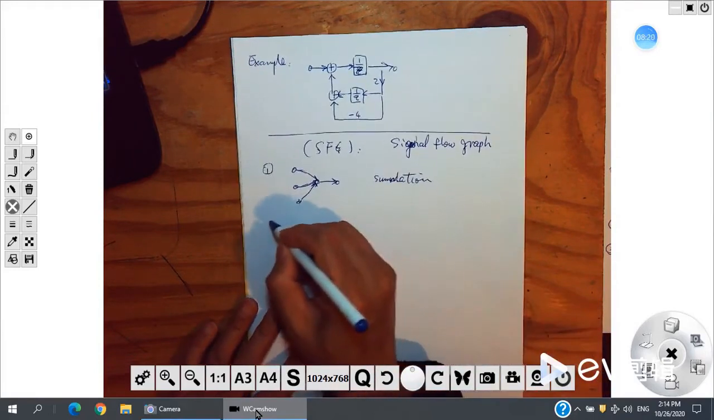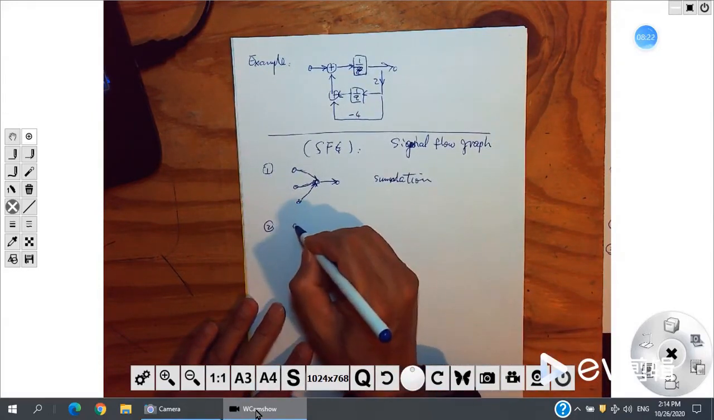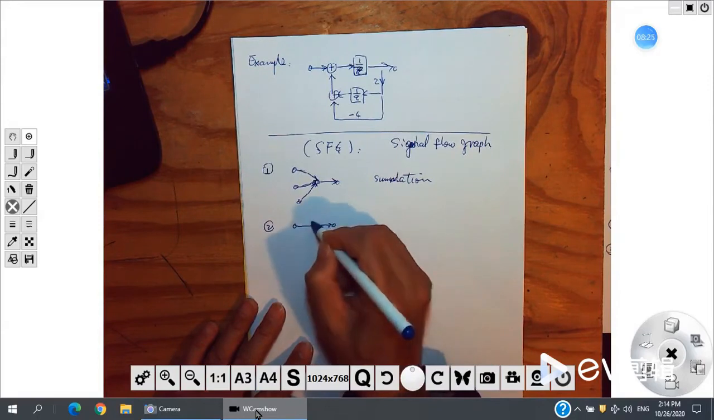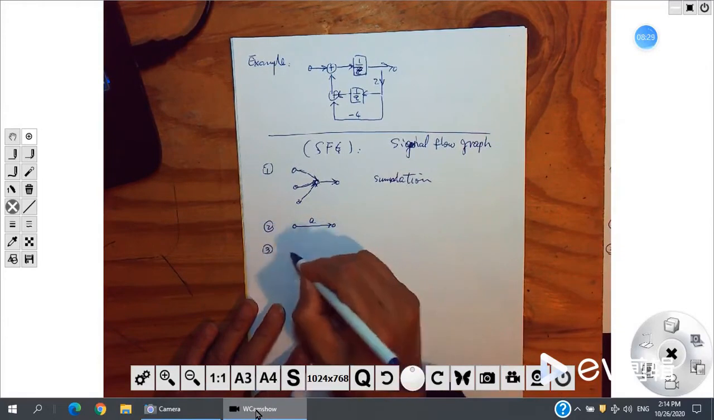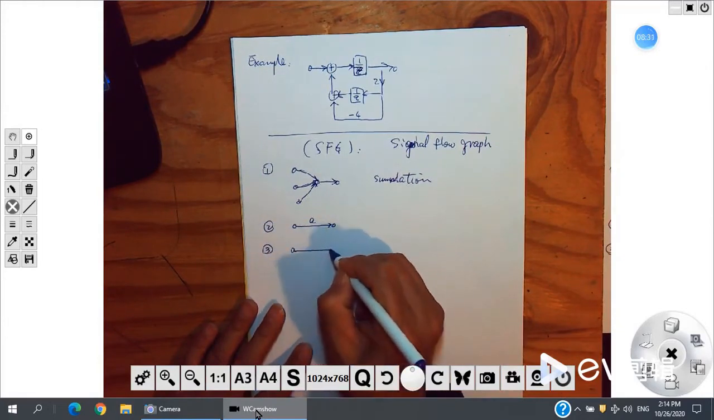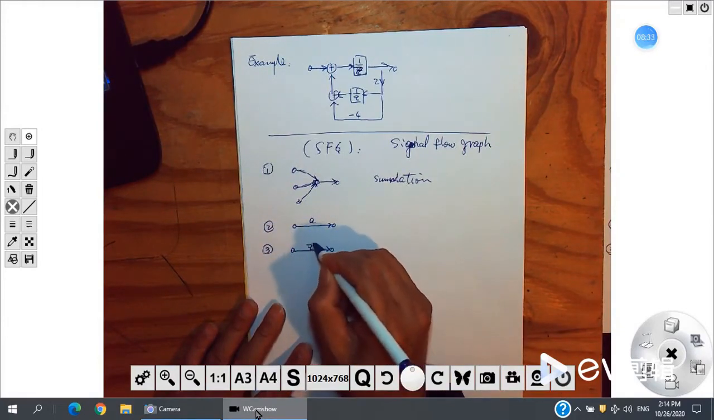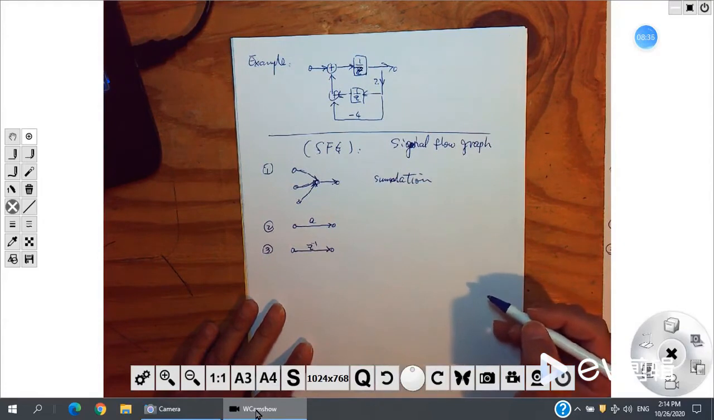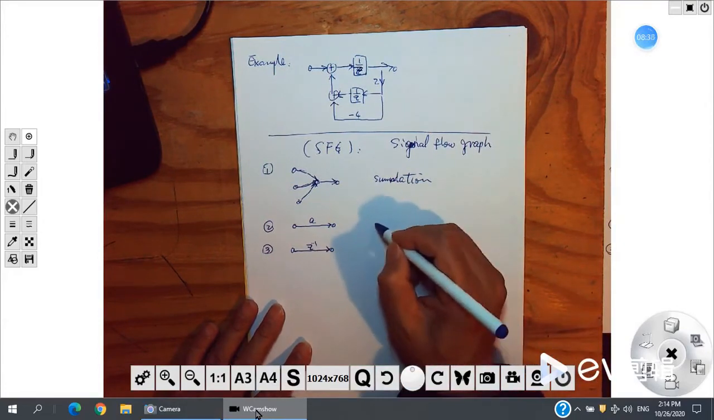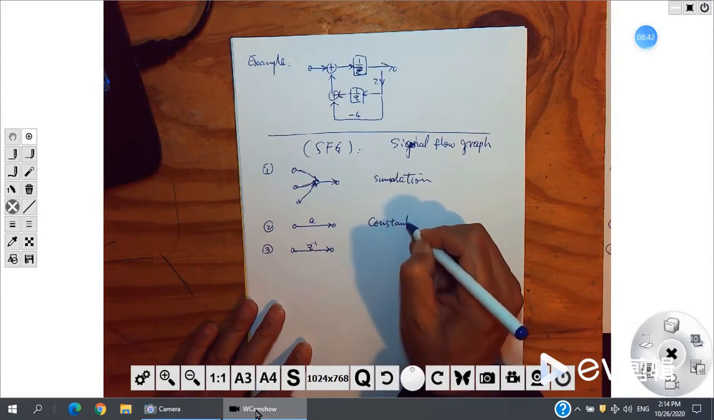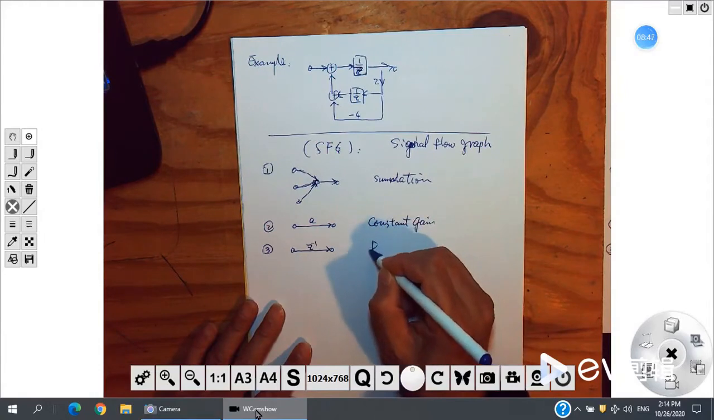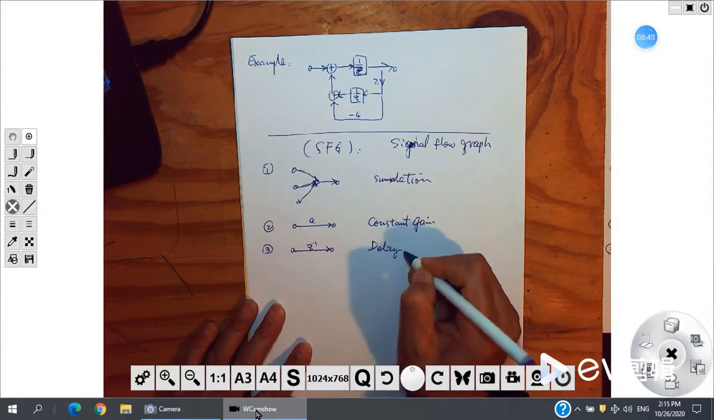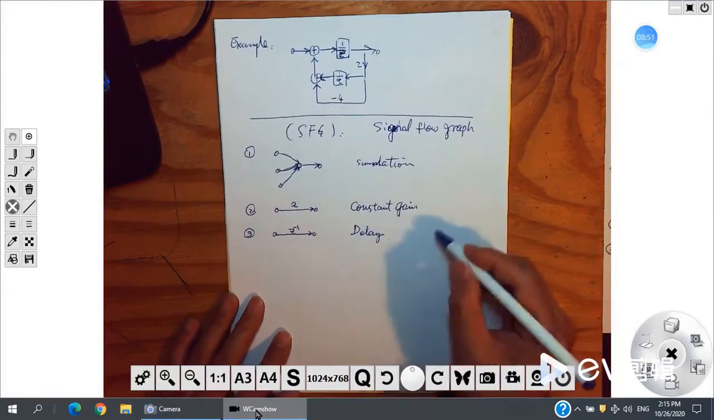And the second one is a gain, constant gain. Then you just put a like here. And then for the delay, you put the z to negative 1 here. This is a constant gain. This is the delay. And here the thing is like this.